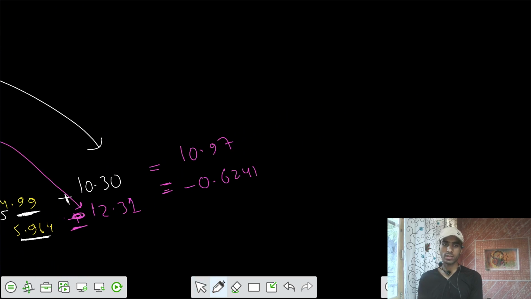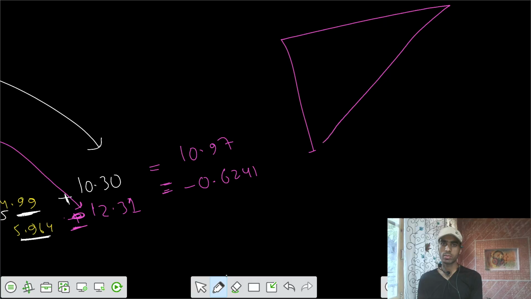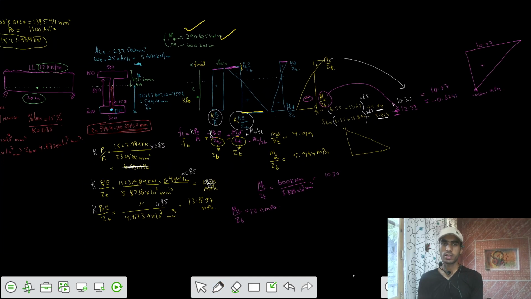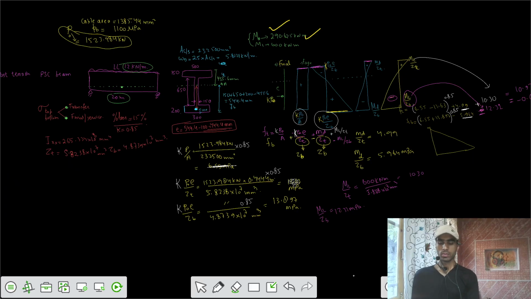So your final stress diagram is in this fashion: compressive 10.97 megapascal at the top and negative 0.6241 megapascals at the bottom. These are your two different stages of the stress for this part of the problem.